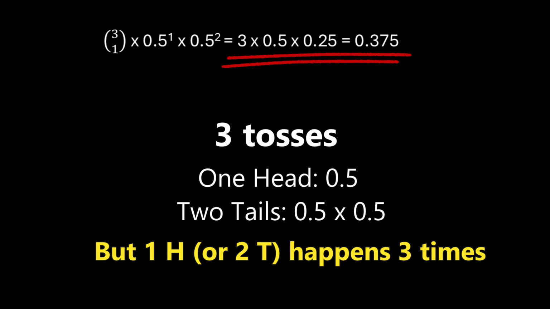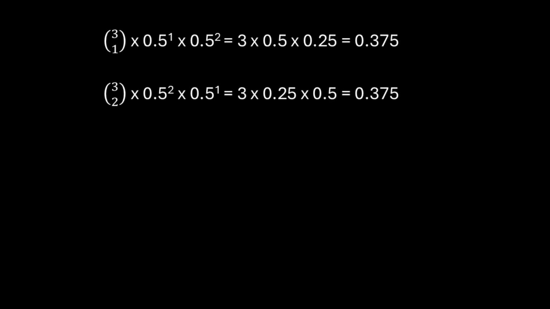Okay, how about the probability of getting 2 heads in 3 tosses? Well, that would be 3 combination 2 times 0.5 raised to the power 2 times 0.5 raised to the power 1, which is equal to 0.375.